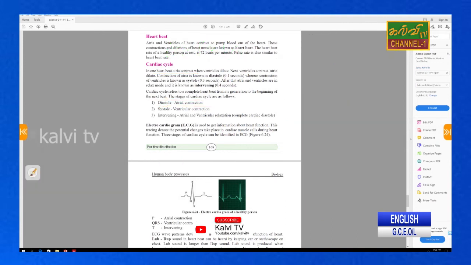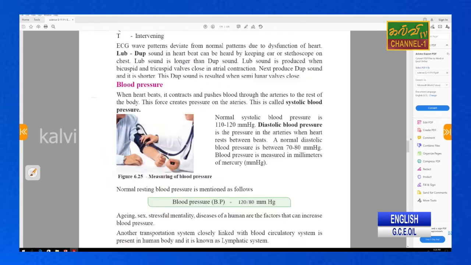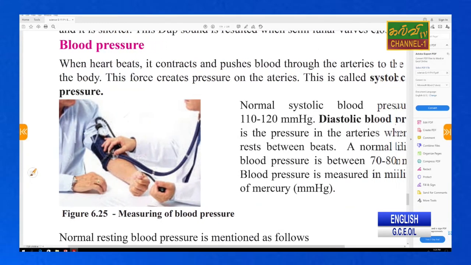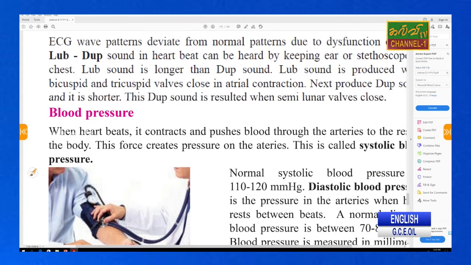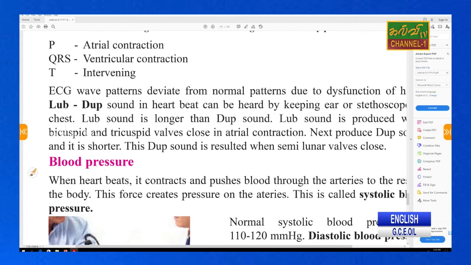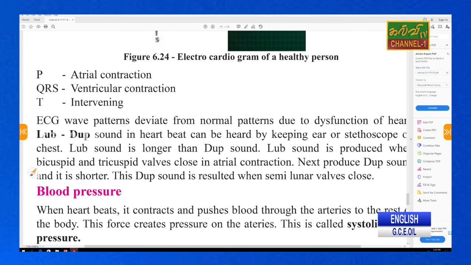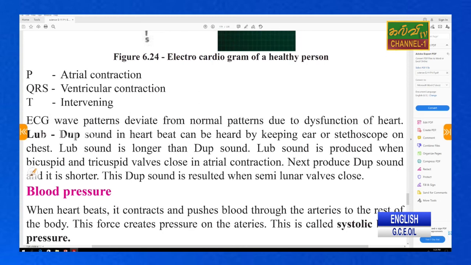Okay, we will move to the next one, the last one, right? Blood pressure and the lub sound. The lub sound is important to know. ECG wave patterns deviate from normal patterns due to dysfunction of the heart. The heartbeat can be heard by keeping a stethoscope on the chest. The lub sound is longer than the dub.